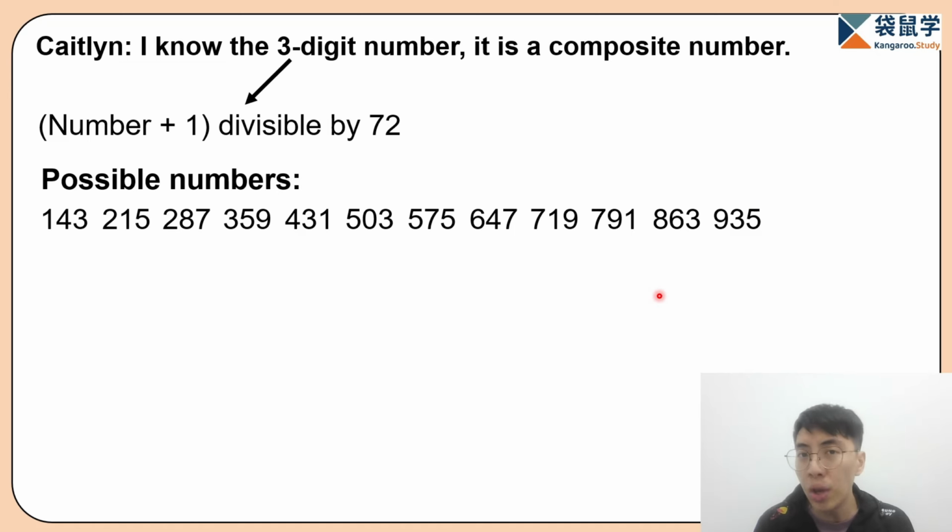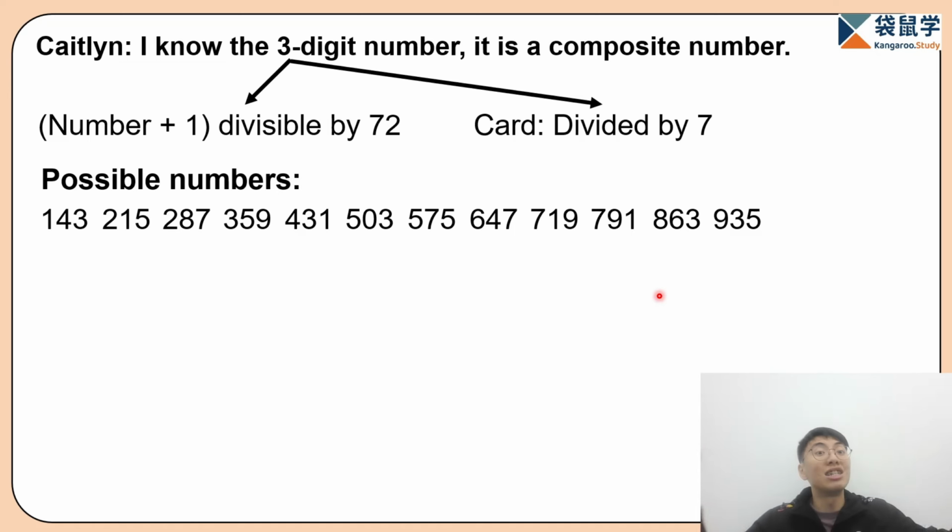But how do we see which one of them is unique? It must have something to do with the card that Caitlyn obtained, right? So what did Caitlyn get as a card? She knows that her card is definitely a card that is divided by 9. And let's see which of it gives her a unique answer when the number is divided by 7.